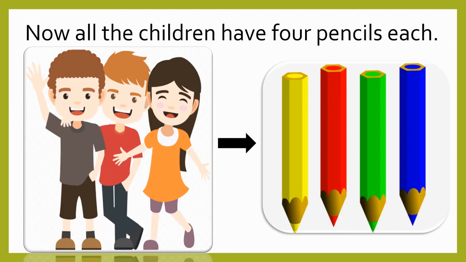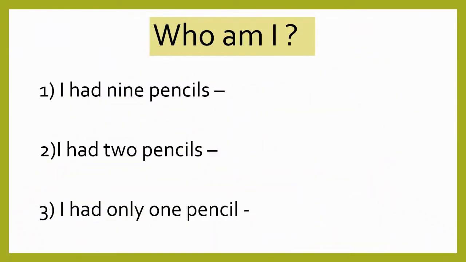Let's answer some questions. Who am I? Here are some sentences given. You have to read the sentences and recognize who this is. So, I will read the sentences. You write the answer. The first sentence is, I had 9 pencils. Who is this? Yes, write it. The second is, I had 2 pencils. And the third one is, I had only 1 pencil.